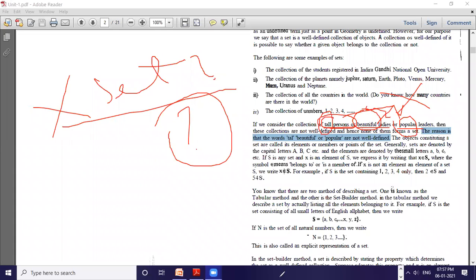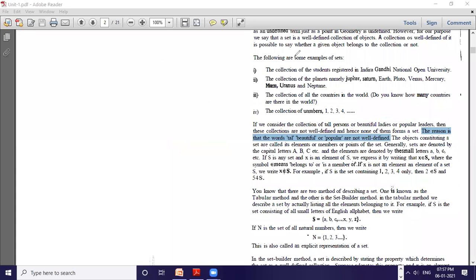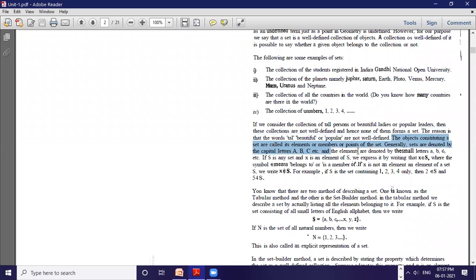Let's clear this. The objects constituting a set are called its elements or members or points of the set. ठीक है, मतलब एक set में जो भी elements होंगे, जो objects होंगे, उसको हम उस set के elements कहेंगे या members कहेंगे या points कहेंगे. Okay, generally sets are denoted by capital letters and the elements are denoted by small letters. So to refer to a set, we'll use a capital letter. To refer to its elements, we will use small letters.